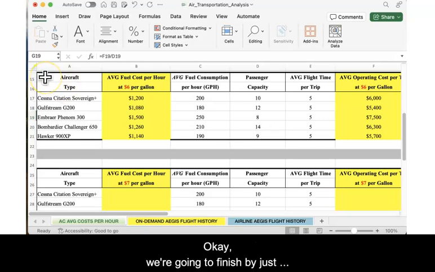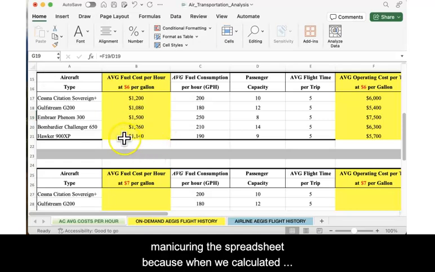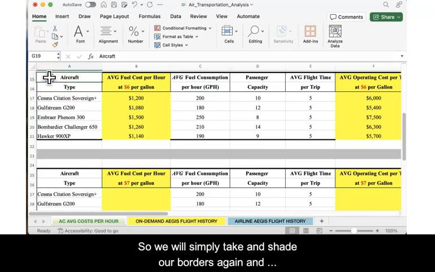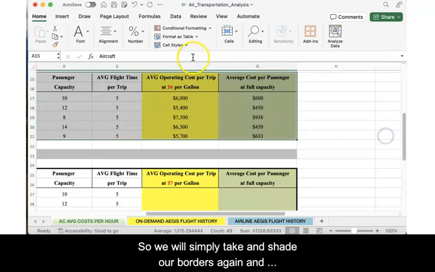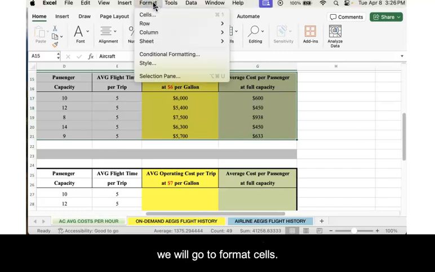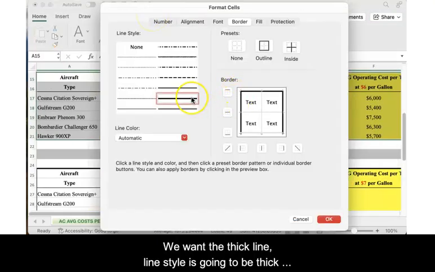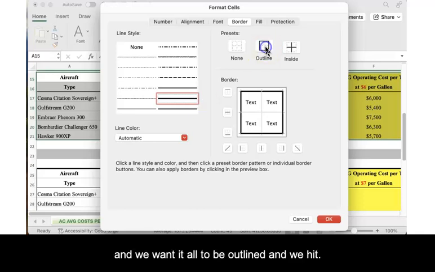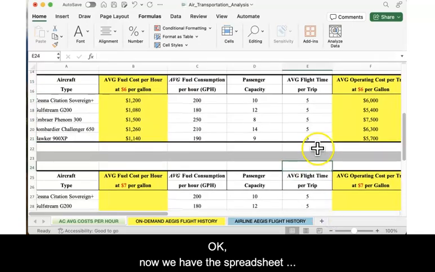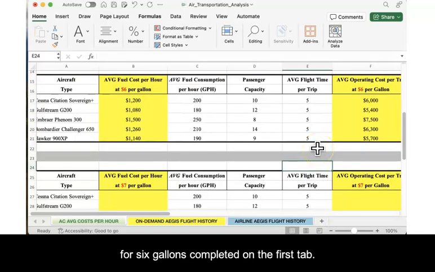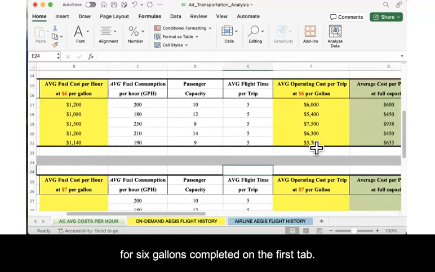Okay, we're going to finish by just manicuring the spreadsheet because when we calculated, we lost our borders. So we will simply shade our borders again, and we will go to Format, Cells. We want the thick line. Line style is going to be thick, and we want it all to be outlined, and we hit OK. Now, we have the spreadsheet for $6 per gallon completed on the first tab.